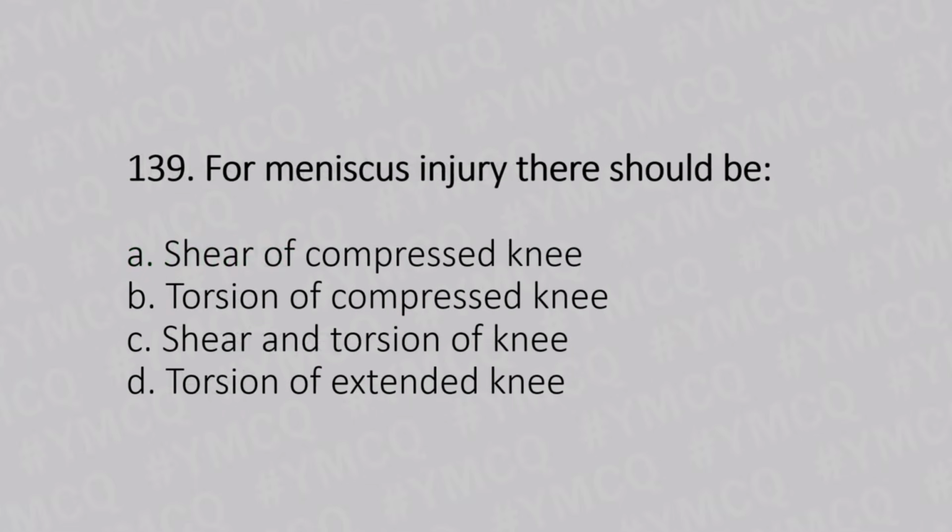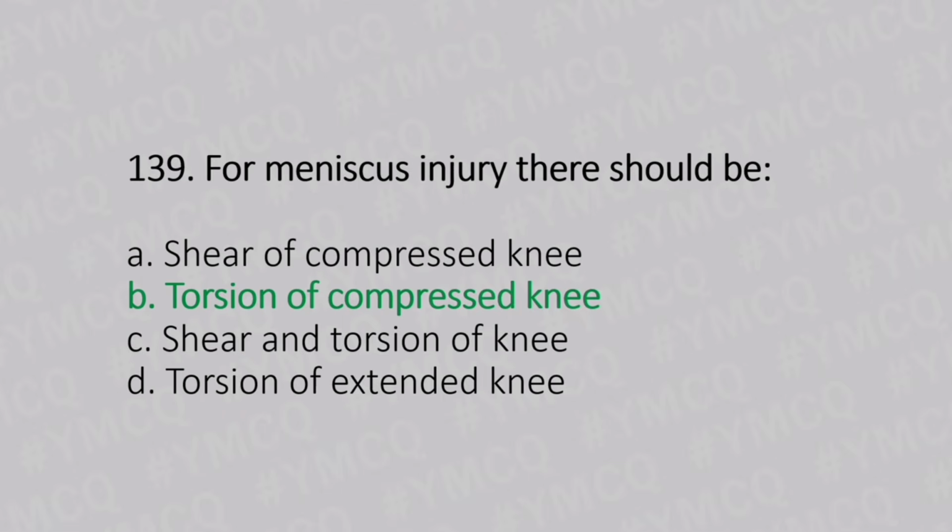Now let's move to question number 139. For meniscus injury, there should be: option A, shear of compressed knee; option B, torsion of the compressed knee; option C, shear and torsion of the knee; option D, torsion of extended knee. And the answer is option B, torsion of the compressed knee.